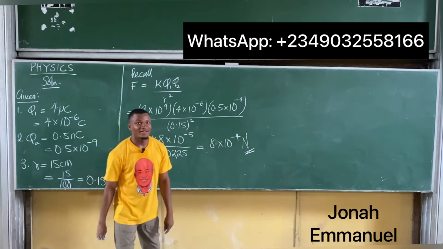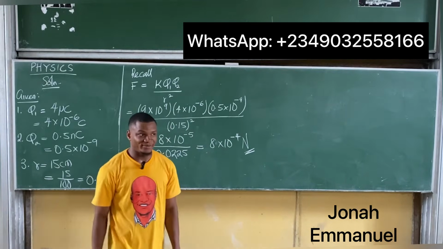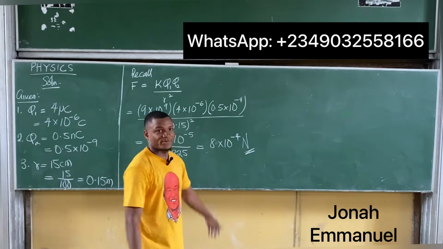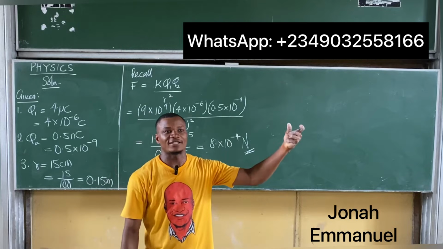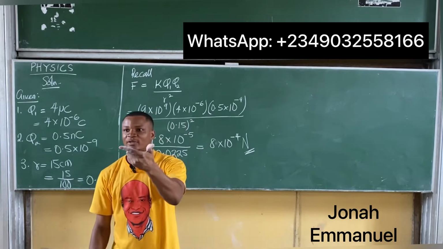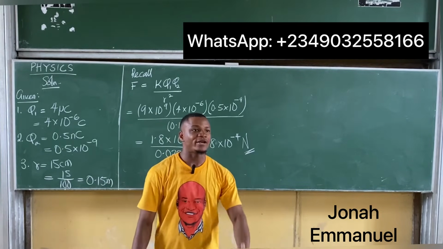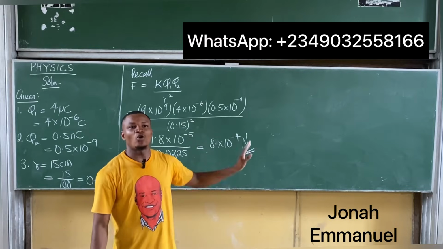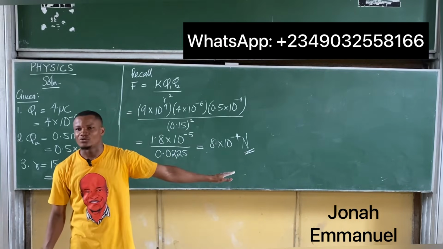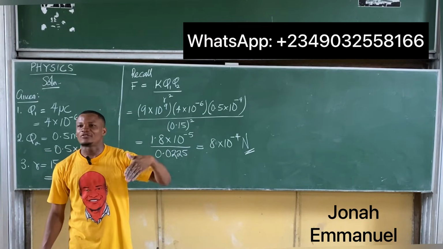Don't add meter. It's in Newton. Stop there. Don't add meter. So the answer is this, in Newton, please. So it's easy. Just K, a constant, multiply Q1, multiply Q2, all over the square of the distance. That's all. For your own level, it's the easiest we can do.